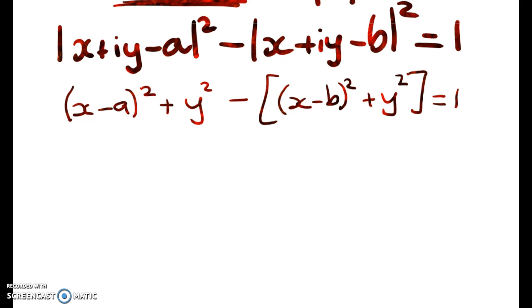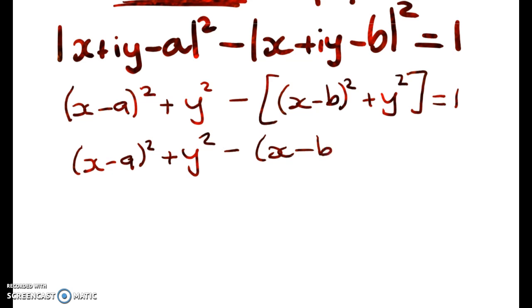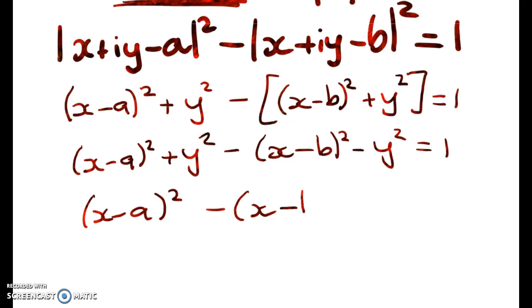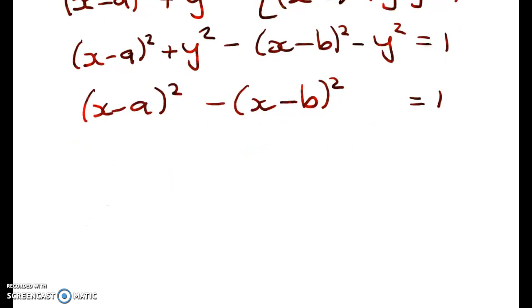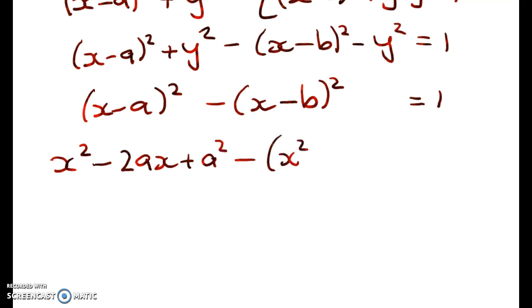Because it's a proof question, make sure that you show each step carefully, so no jumps, even if they're obvious to you. For example, I would put that line in. So we now have no y's left, we've just got x's. Expanding this out gives me x squared minus 2ax plus a squared minus x squared minus 2bx plus b squared, and that all equals 1.